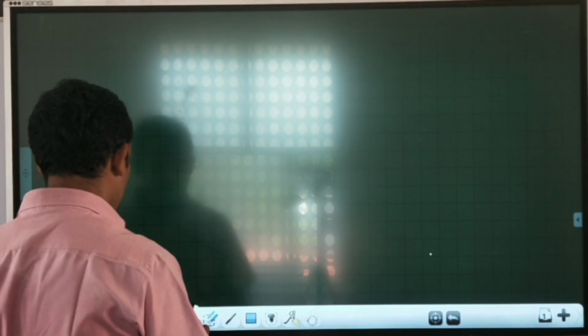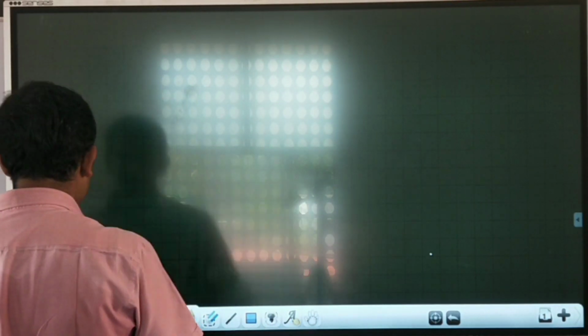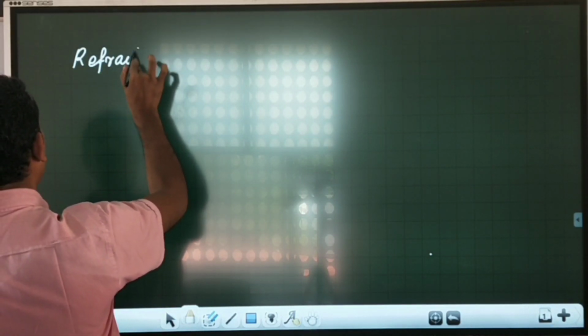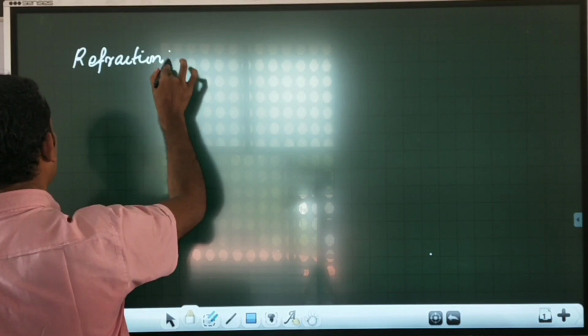We are going to discuss reflection and refraction based on the wave theory of light. Let us take first of all the explanation of refraction by means of the wave theory of light.